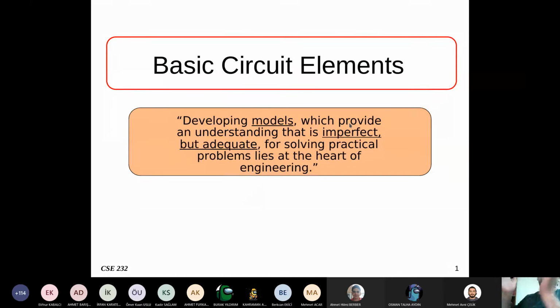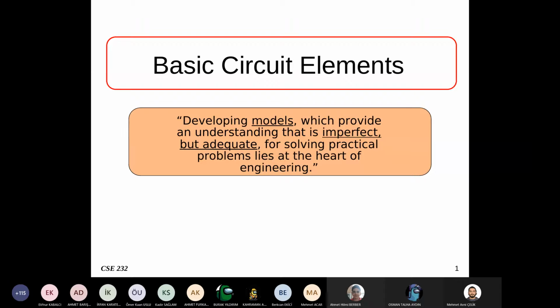Today we're going to talk about the circuit elements, the basic circuit elements. Most of them are really just representations of the actual circuit elements. And most of the models we'll be using will be imperfect. That means that the models will not be adequate. I mean, they will be adequate.